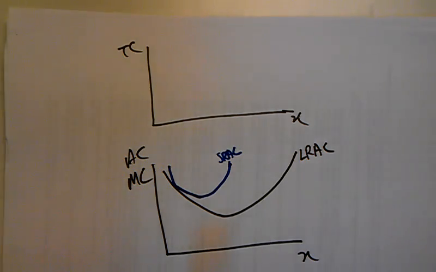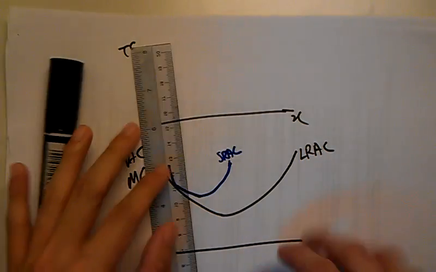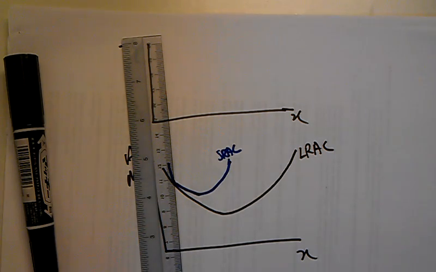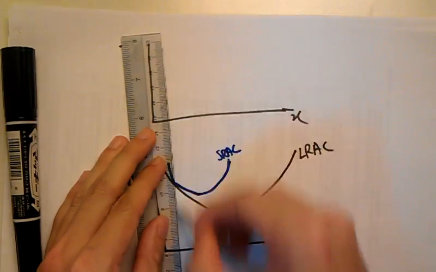We know that the intersection of the short run average cost and the long run average cost would give us... where's my pen? See my pen, brother? Okay, pen. Thanks.